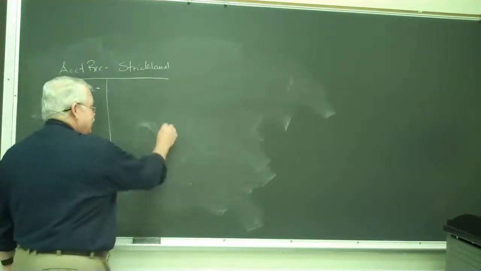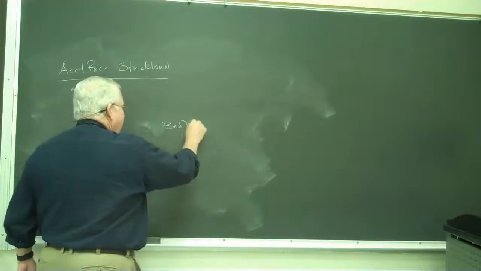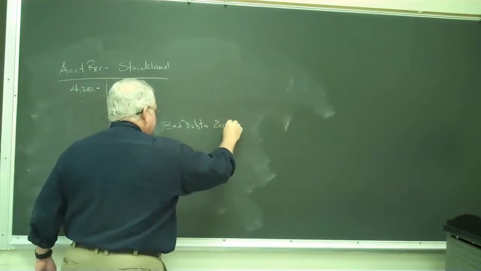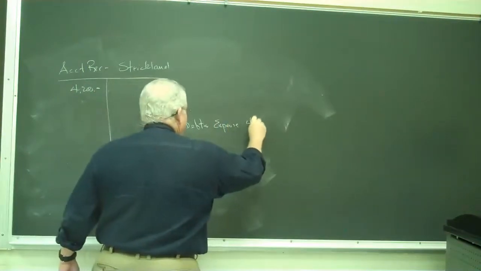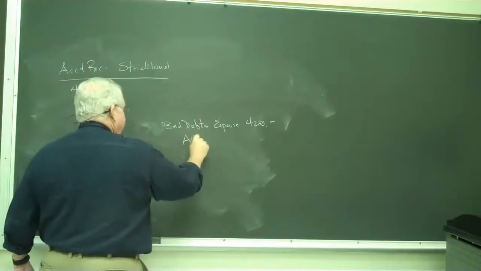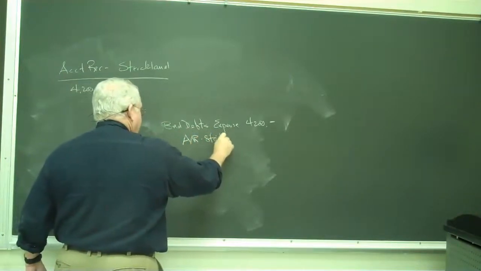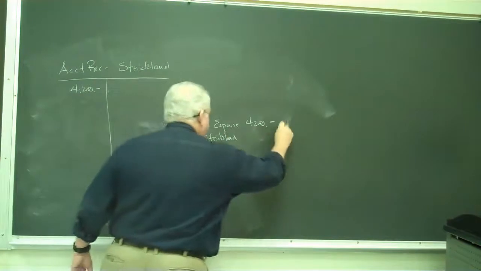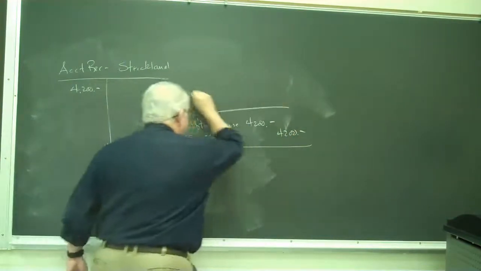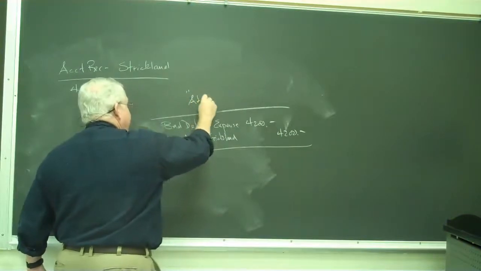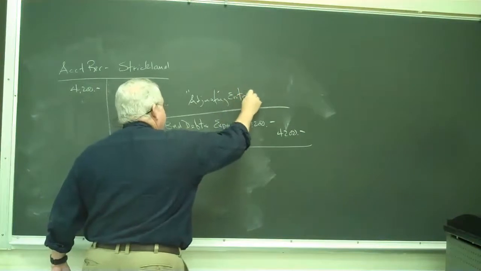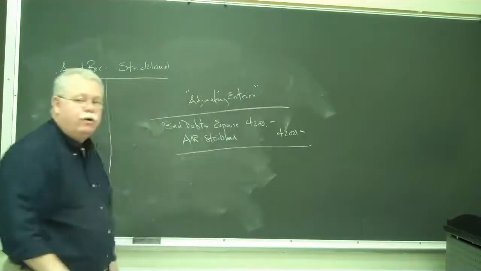Yeah. You do a bad debt or uncollectible accounts. I like bad debts. Bad debts expense, $4,200. Accounts receivable, Strickland, credit, $4,200. That's another one of those adjusting entries you would be making at the year's end, or maybe sometime during the year.